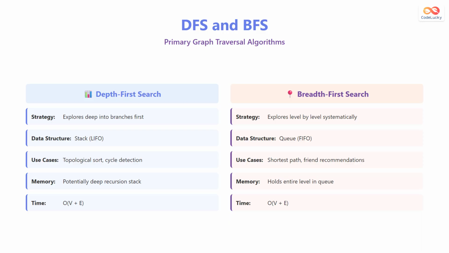Breadth-first search, abbreviated as BFS, explores level by level, visiting nodes systematically. It uses a queue data structure with first-in first-out behavior. BFS is ideal for finding shortest paths and recommendation systems. It requires memory to hold entire levels in the queue. BFS also has a time complexity of O(V + E), making it equivalent to DFS in terms of time complexity.